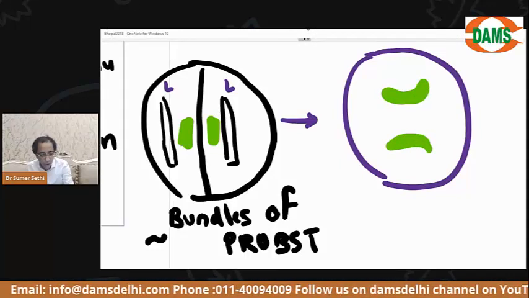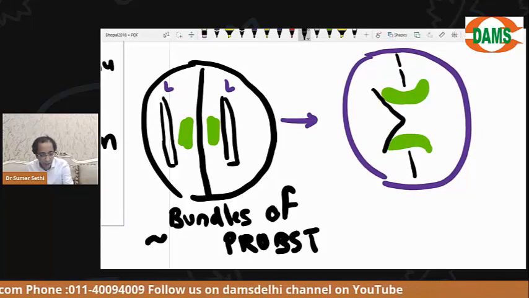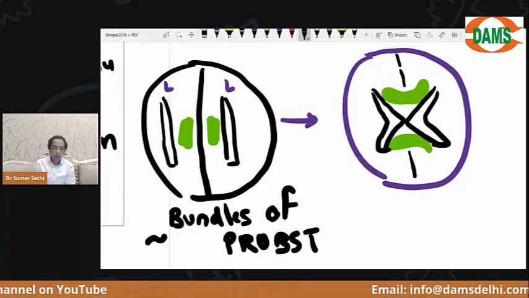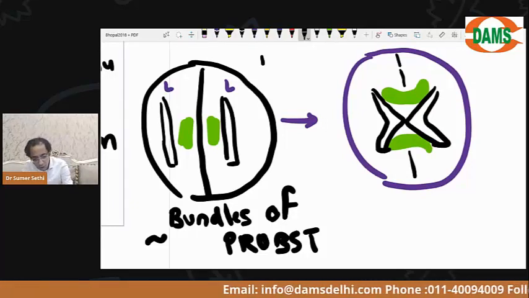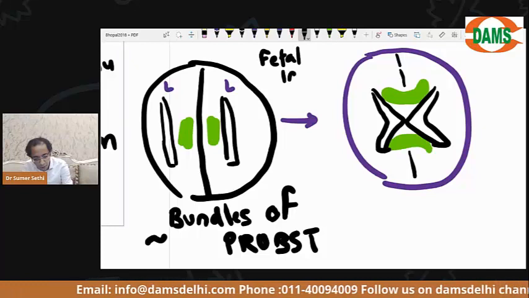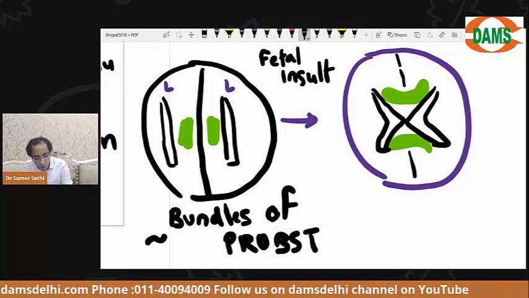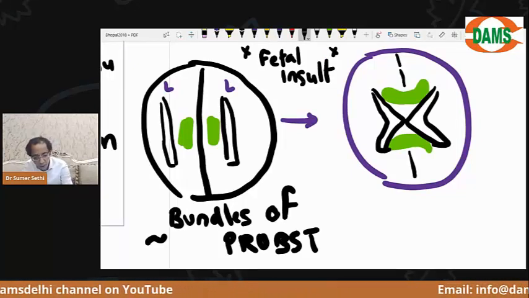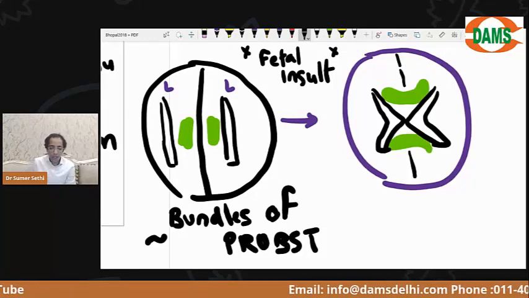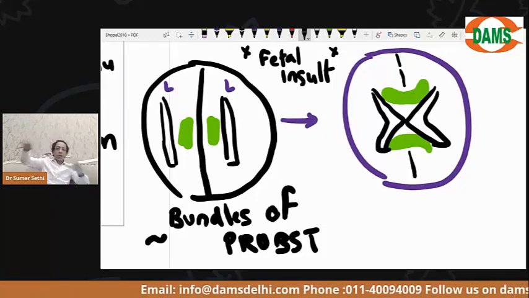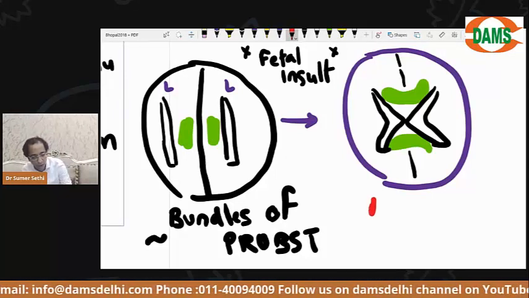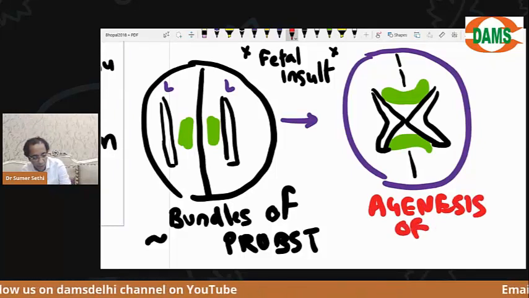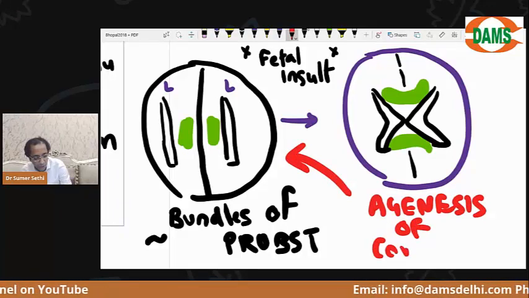That is called the corpus callosum, and the lateral ventricles come closer to each other like this. Are you clear with this or not? Now suppose you have any fetal insult during this period. इस समय पे बच्चे को कोई इश्कीमिया हो गया ब्रेन में या इन्फेक्शन हो गई, you have a fetal insult, this migration will not happen. So if the migration of the bundles of Probst does not happen and the corpus callosum does not form, we will call it agenesis of corpus callosum.